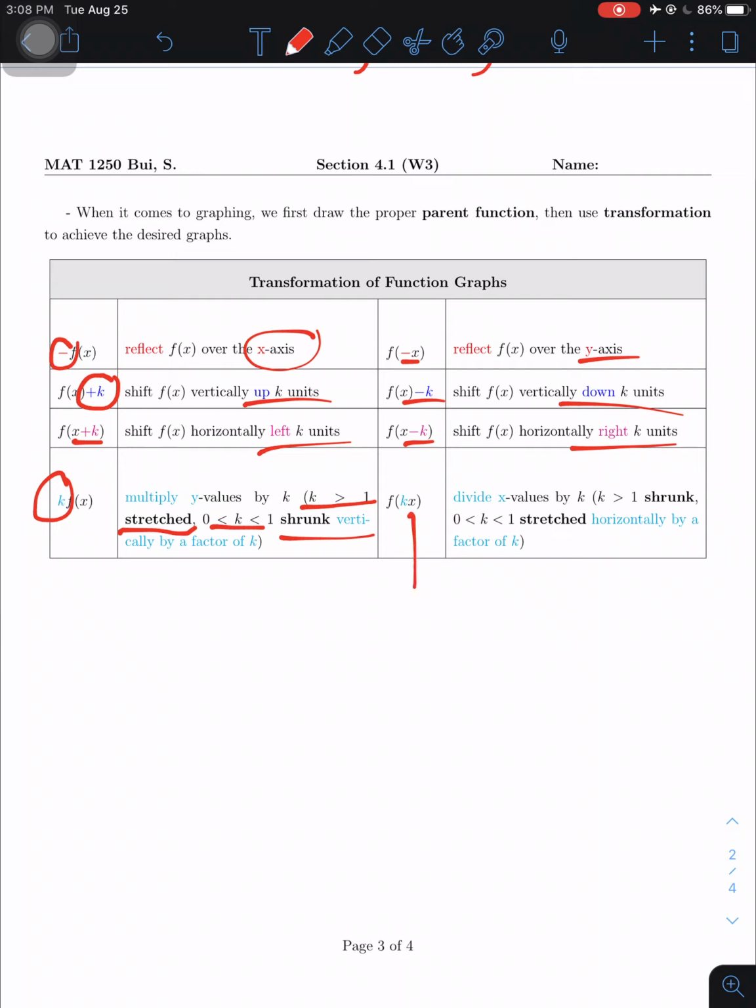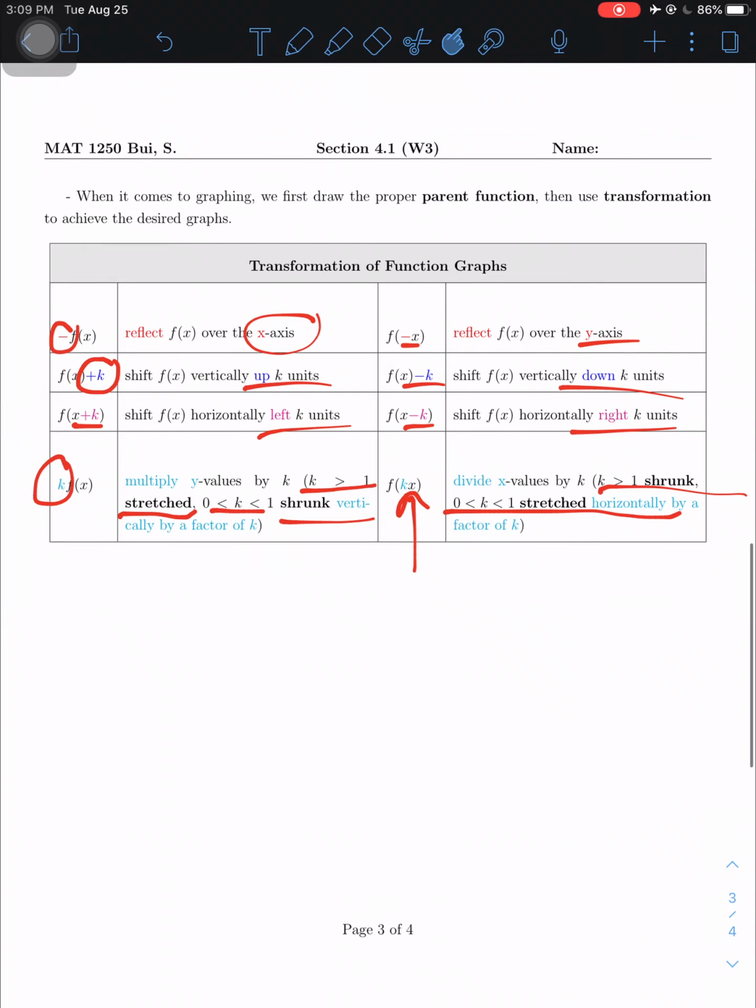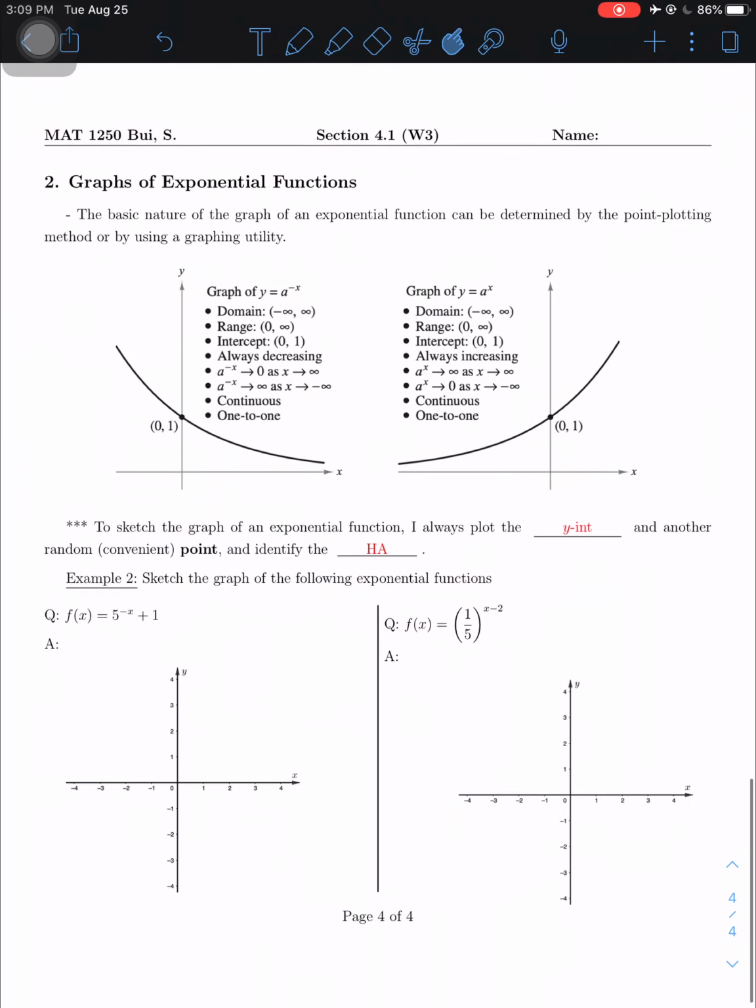And lastly, if you multiply a number on the outside of a function, well, this case is a little bit complicated. If k is greater than 1, then you're stretching it vertically, okay? And if you have that number smaller than 1, for example, like 1/3, or 2/5, something like that, it means that you're shrinking your graph vertically, okay? And if you have multiplication with a number inside a function, it means you're stretching if your number is smaller than 1 and shrinking the graph if your number is bigger than 1, horizontally, okay? And let's talk about what I mean by all of that, right?